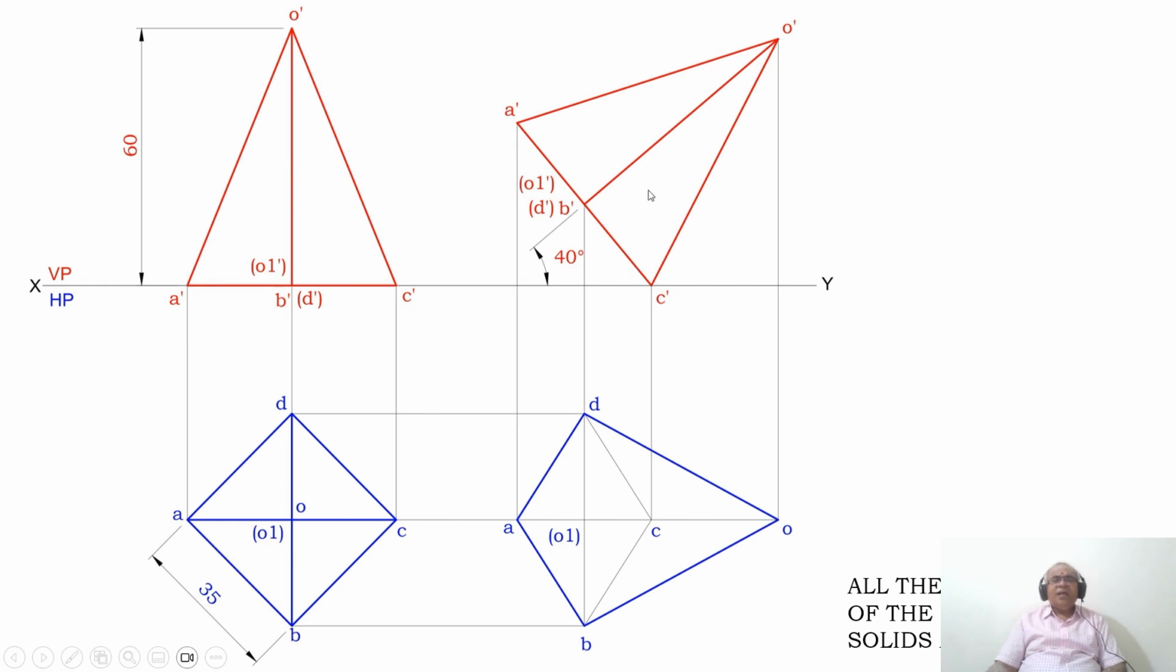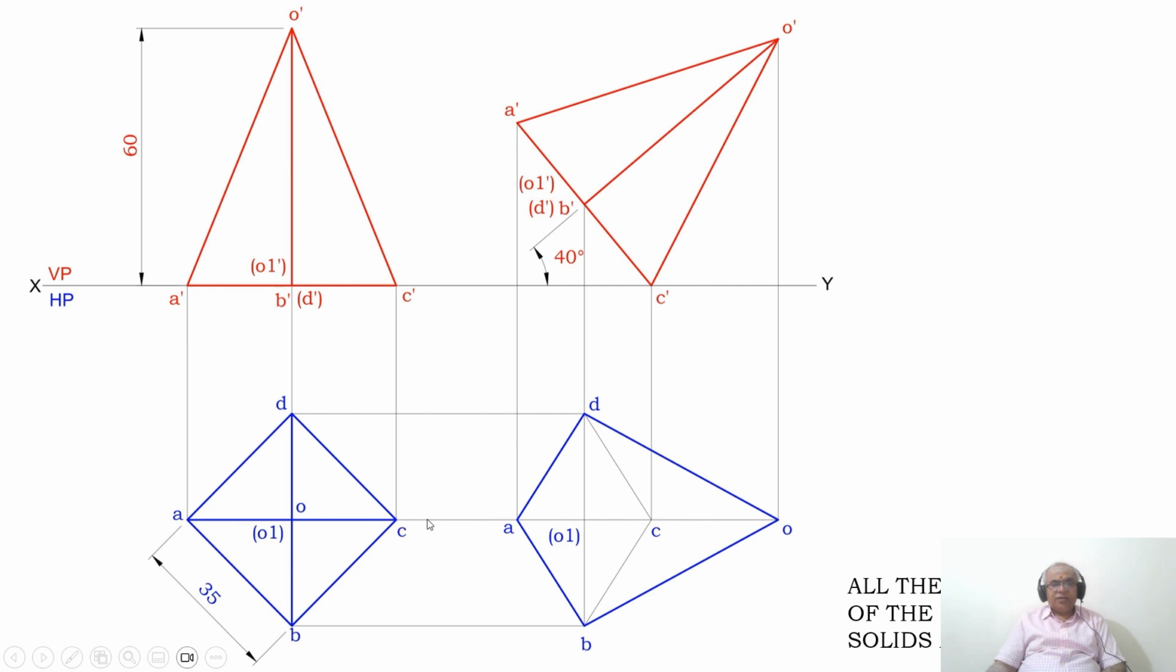Now I need to write the top view for this. How to draw a top view? Draw a vertical projector from A dash to the top view, and similarly draw a vertical projector from C dash to the top view, and draw a vertical projector from O dash to the top view, and similarly from O1 dash to the top view. Why do I need to do all these things? Because I am projecting A, O, O1 and C simultaneously.